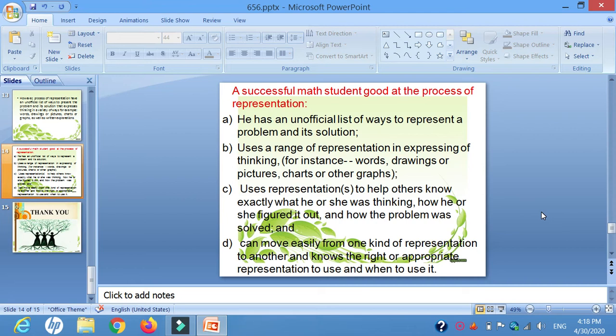He or she uses representations to help others know exactly what he or she was thinking, how he or she figured it out, and how the problem was solved, and can move easily from one kind of representation to another and knows the right or appropriate representation to use and when to use it.